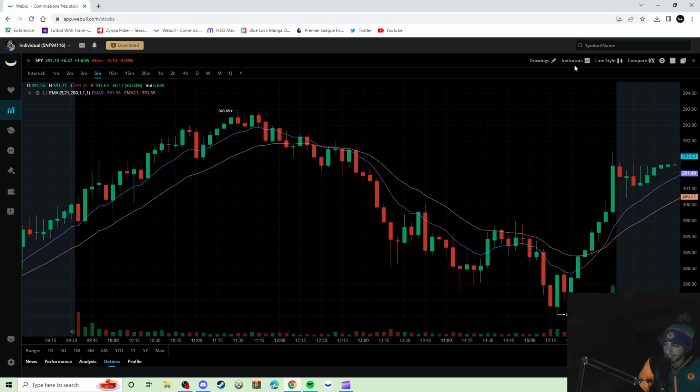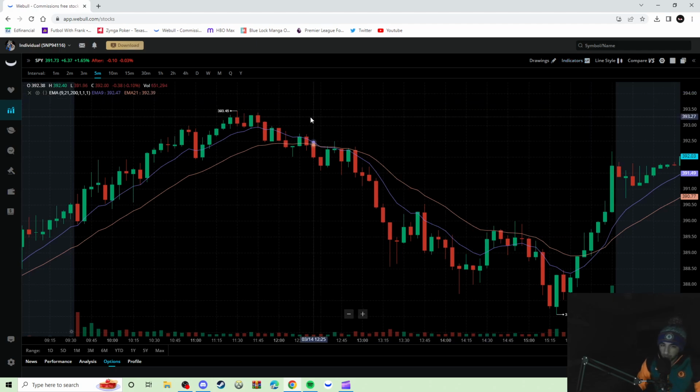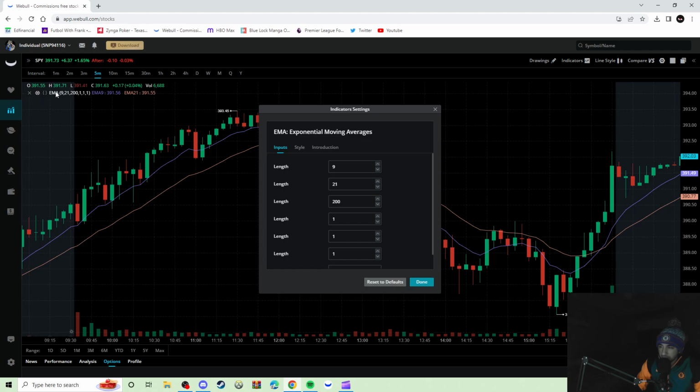I would go to indicators, look for EMA, and then from there, on my Webull chart, I would go over to EMA over here, and I would press this little nut icon, a settings icon, right here. I would hit this, and just so it's not too complicated, I would just use two of them. I would use 9 on this first length, and on the second length, I would go 21.